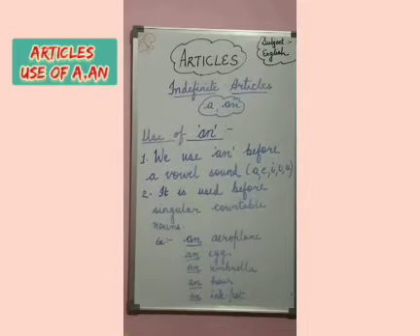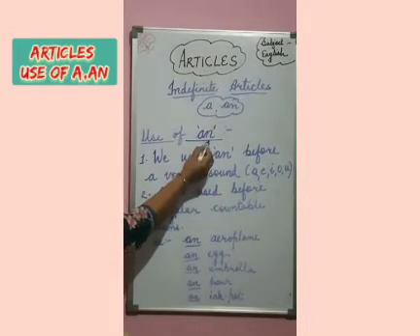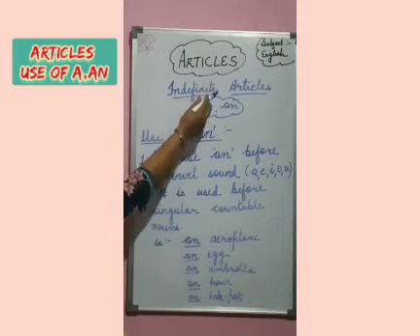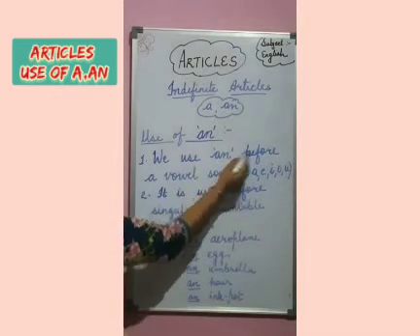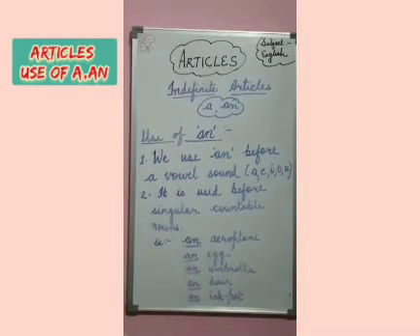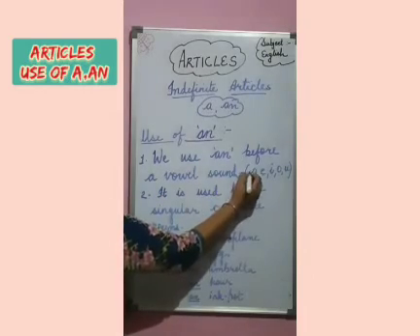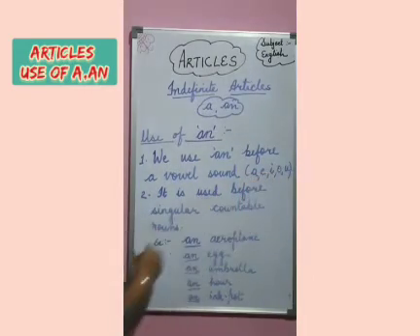So now the next article, an. Use of an. An is also an indefinite article, it comes under indefinite article only because it also points out an indefinite person or thing. Now what are the rules? We use an before a vowel sound. Remember always. So I have written all the 5 vowels. How many vowels are there?